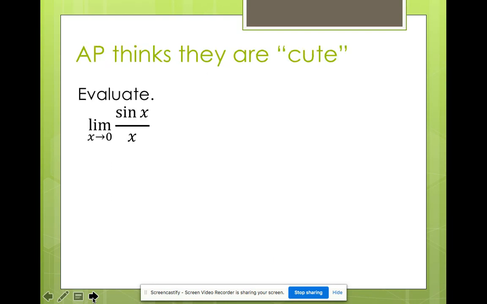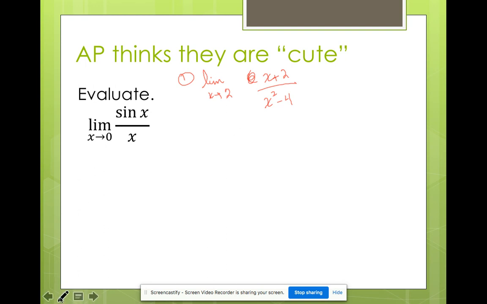Before I get to this next kind, before I get to these AP ones, I want to show you an issue that we can fix. Before I do this one, I think I hid this slide and I didn't really want to. What if I ask you about the limit of... okay, I have an issue.